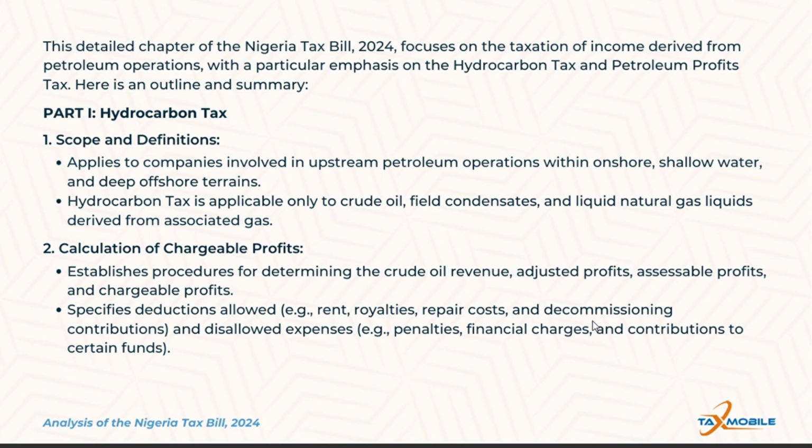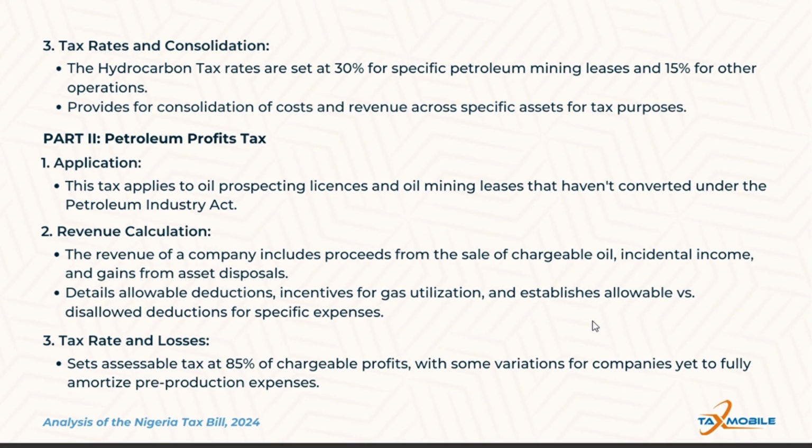The hydrocarbon tax rates are structured to ensure fairness across different types of petroleum operations. So let's look at it now. The rate is 30% for petroleum mining leases, 15% for other petroleum operations. Then with respect to consolidated provisions, companies may consolidate costs and revenues across specific petroleum assets, reducing administrative complexity and aligning with best practices. So now we'll move to Part 2, which is petroleum profit tax.